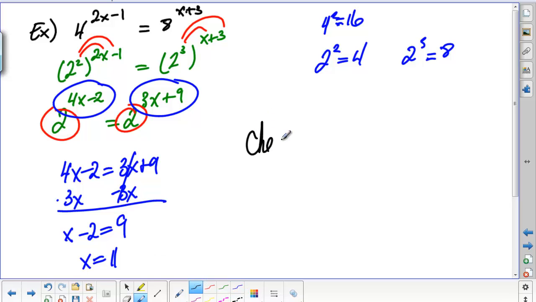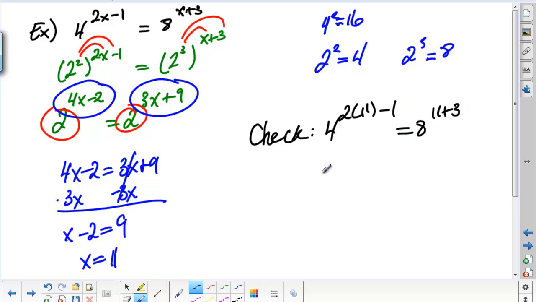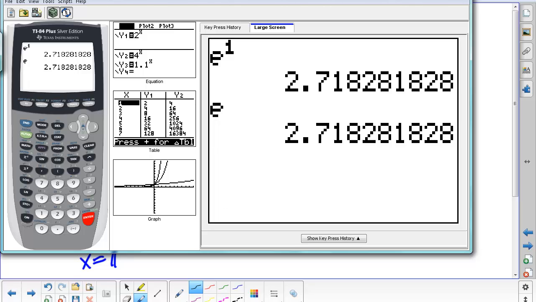If we want to check this, just plug it back in, right? 2 times 11 minus 1, 11 plus 3. Hopefully this works. 22 minus 1 and 8 to the 14th. So 4 to the 21 equals 8 to the 14th. Well, let's pull out the calculator there because I don't know what 4 to the 21 power is, but my calculator can tell me.